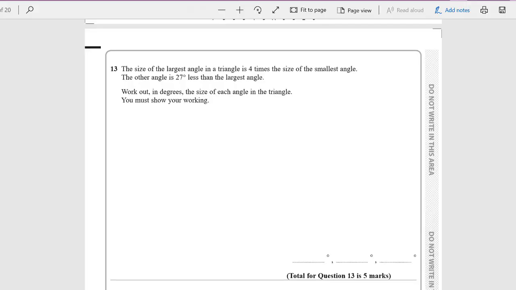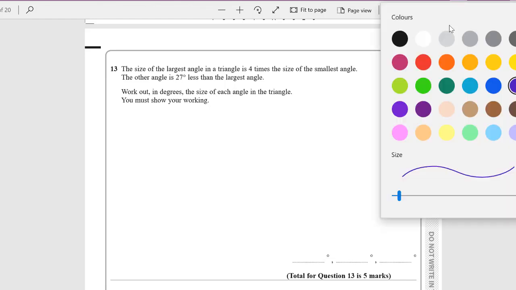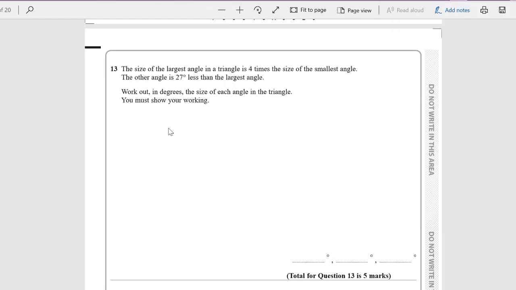So question 13, it says the size of the largest angle in a triangle is 4 times the size of the smallest angle. The other angle is 27 degrees less than the largest. Work out in degrees the size of each angle in the triangle, you must show your working out. Oof, that's a bit of a mouthful.